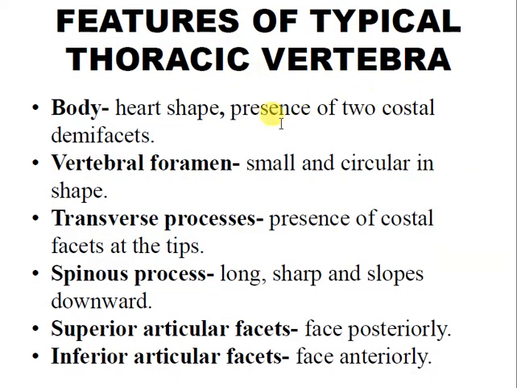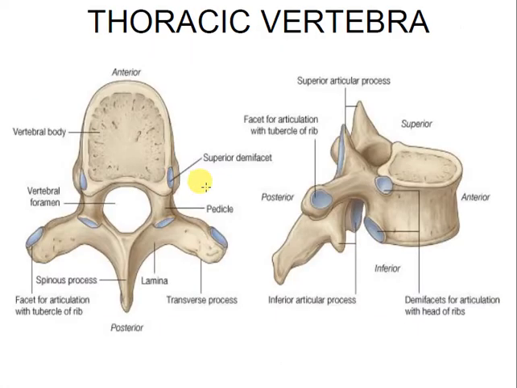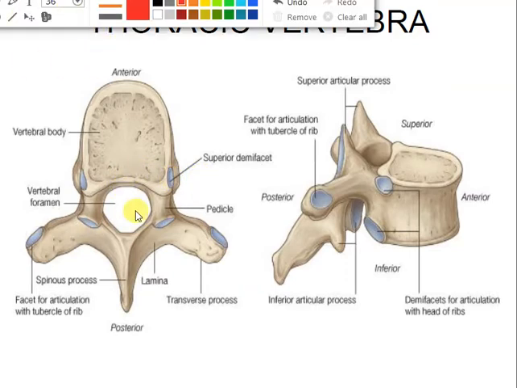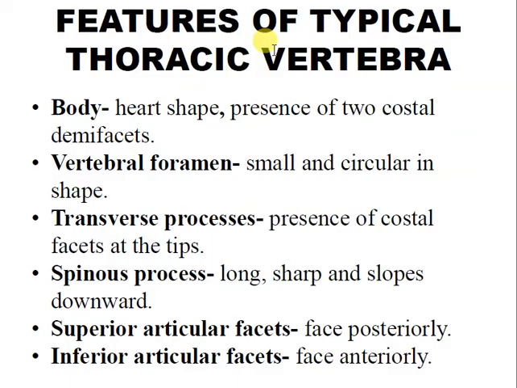Then we have the presence of two costal demifacets, which indicate that the vertebra is typical. Then the vertebral foramen is small and circular in shape. We said the vertebral foramen is circular in shape, and this is also one of the uniqueness of the thoracic vertebra.